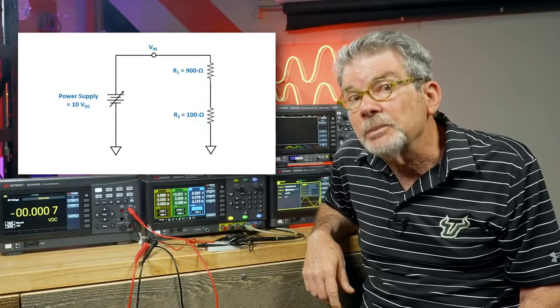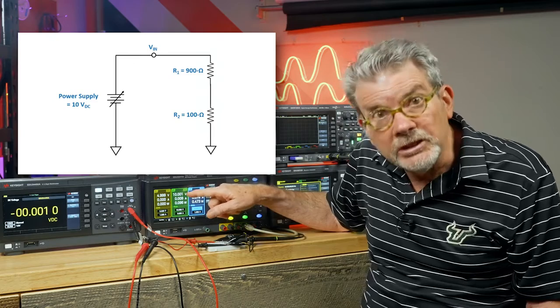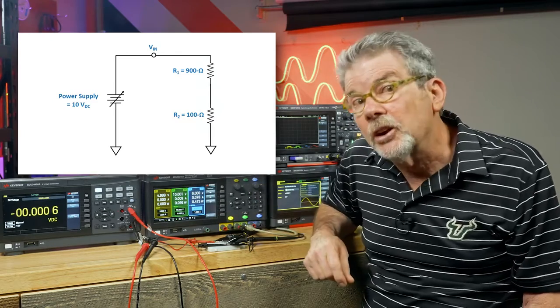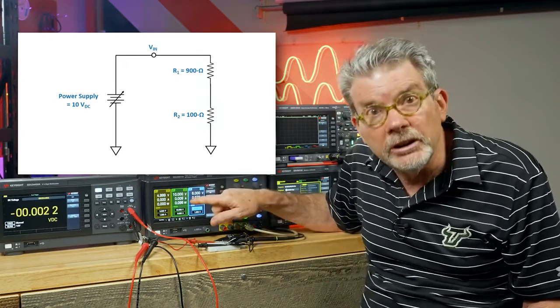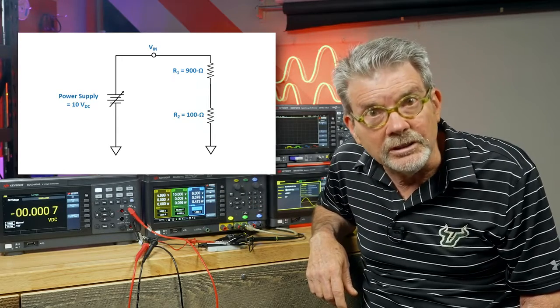When the DC power supply is connected to a circuit, besides showing the fixed DC output level, it also shows you the amount of current that is being drawn, as well as the amount of power that is being delivered.